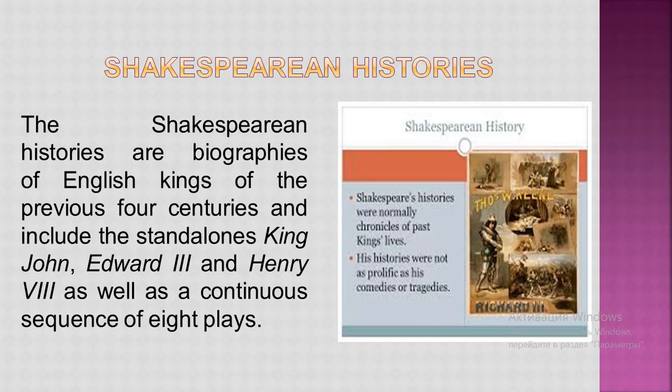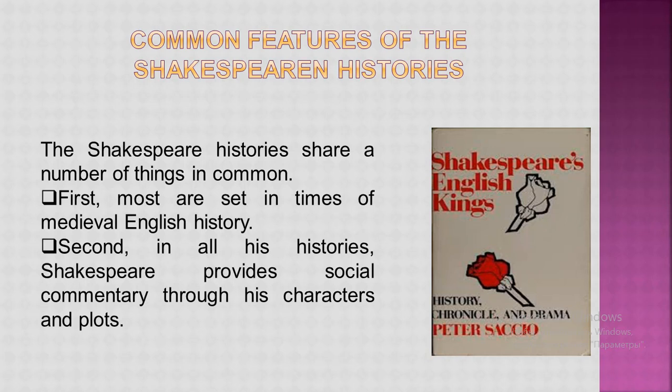Shakespeare was known for borrowing heavily from earlier writers, and he was not alone in this. Holinshed's works, published in 1577 and 1587, were key references for Shakespeare and his contemporaries, including Christopher Marlowe. Common features of the Shakespeare histories. The Shakespeare histories share a number of things in common. First, most are set in times of medieval English history. The Shakespeare histories dramatize the Hundred Years' War with France, giving us the Henry tetralogy, Richard II, Richard III, and King John, many of which feature the same characters at different ages.